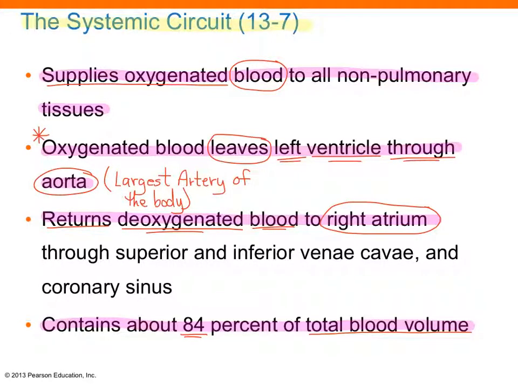Now let's go over the systemic circuit. It supplies oxygenated blood to all non-pulmonary tissues. Oxygenated blood leaves the left ventricle through the aorta, the largest artery of the body, and it returns deoxygenated blood into the right atrium, and it contains 84% of the total blood volume.